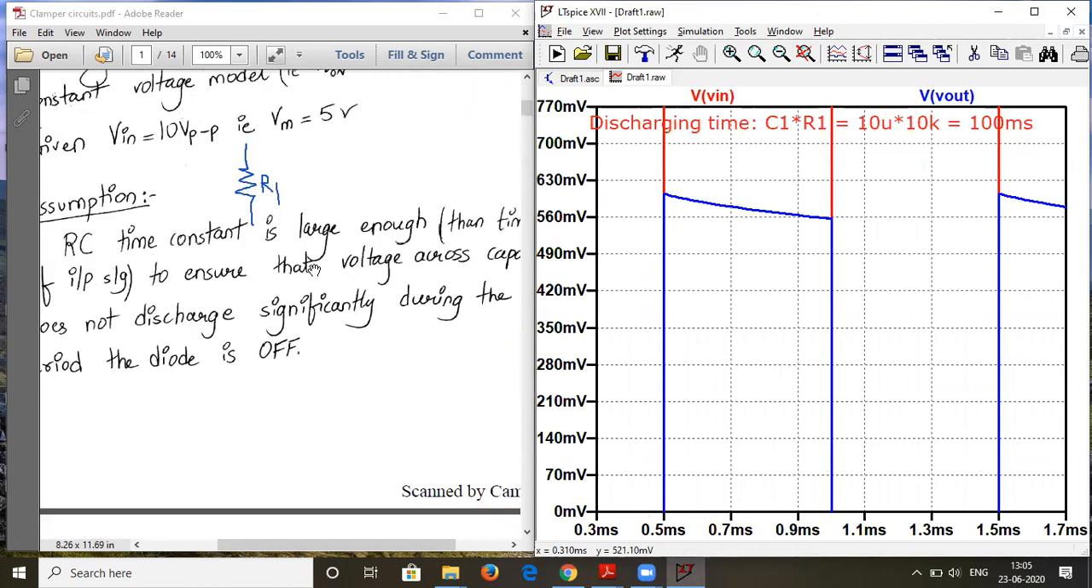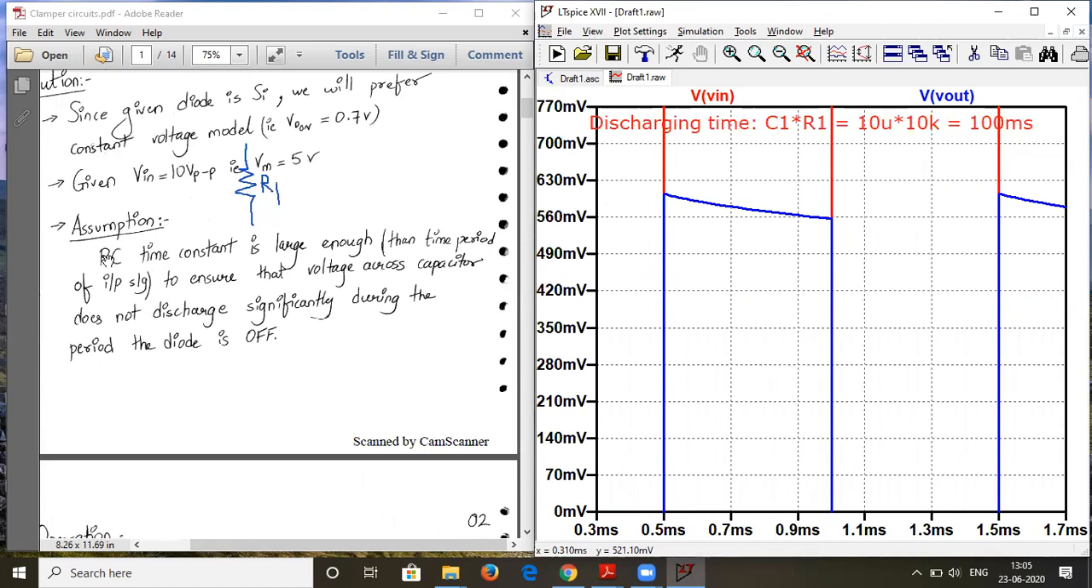While studying the clamper circuit, the RC time constant should be large enough. The time period of this signal is around 1 millisecond, while the RC time constant here is 100 milliseconds. So the RC time constant should be large enough to ensure that the voltage across the capacitor does not discharge significantly during the period the diode is off. So here, in this period, the diode is off.